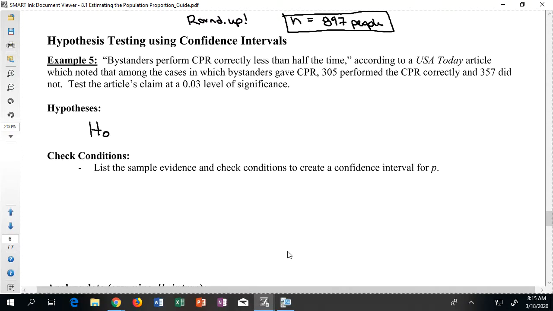Okay, so we know that here we're dealing with a mystery percentage, p. The article is claiming something about the percentage of people that do CPR correctly. It seems like they're claiming that it's under half, which means my null hypothesis would have to be equal to half. Again, remember, those always have to have the same numbers in them. These are the same hypotheses we worked on back in 7.1.